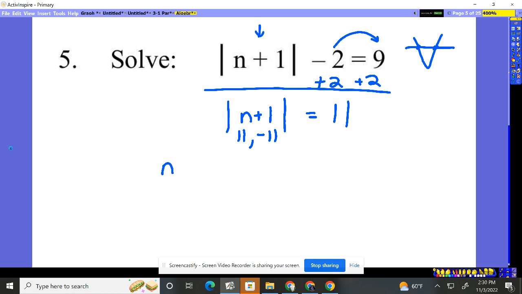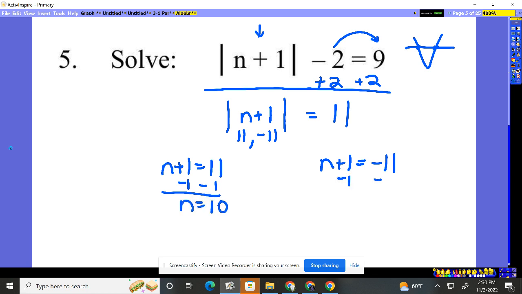So I simply say, hey, what's going to make that n plus 1 be the positive piece? What's going to make that n plus 1 be the negative 11? So I simply set it equal to the positive piece, set it equal to the negative piece. I'm now going to subtract 1, subtract 1. When is n equal to 10 would be one possibility. The other possibility is when n is negative 12. So we say, hey, the solutions are n is equal to 10 or when n is equal to negative 12.